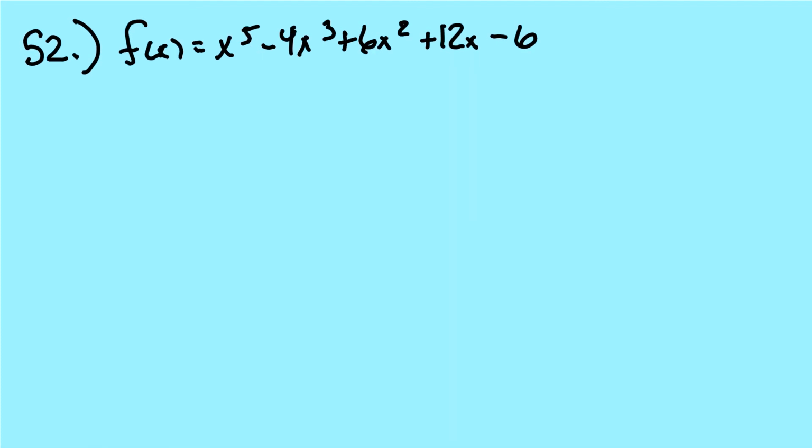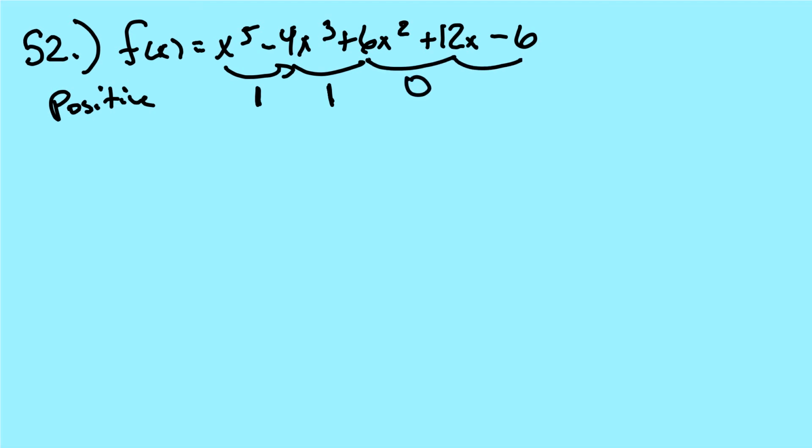All right, so 52 is multiple choice. I'm just going to talk about classifying the zeros again. So I'm going to do my positive. That's a sign change. Positive to negative. Negative to positive is another sign change. Positive, positive, not a sign change. Positive, negative is a sign change. So I got 3 positives.